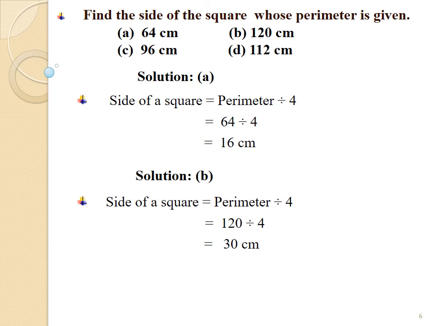Perimeter equals 64 centimeters. Thus, side of a square equals perimeter divided by 4 equals 64 divided by 4. Dividing 64 by 4 we get 16. The side of a square is 16 centimeters. Now sum B. Perimeter of a square is given 120 centimeters. The side of a square equals perimeter divided by 4 equals 120 divided by 4 equals 30 centimeters. The side of a square is 30 centimeters.